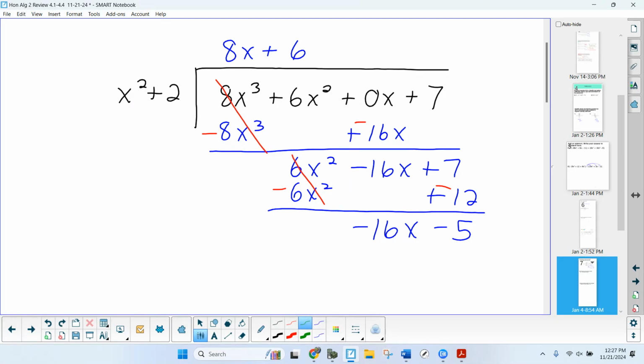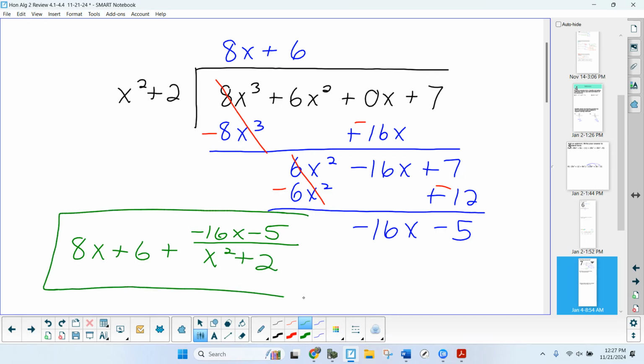So, what is my answer? Well, I have what up there? 8x plus 6. Now, when you have one term, you can put minus the term. But since I have two, I'm just going to put plus. My remainder is what? Over my divisor. And we're done.